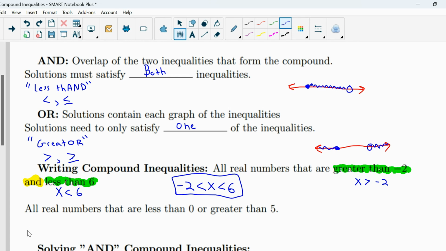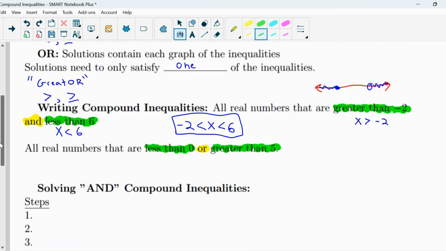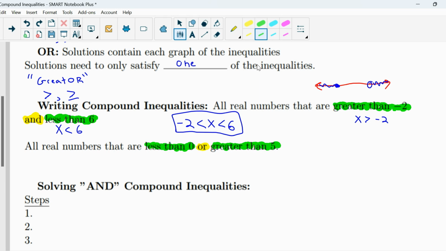In the second example, we have all real numbers that are less than 0 or greater than 5. So, opposite of our last compound inequality, or is our key phrase in this one. On one half, we have less than 0, and the other, we have greater than 5. Okay, so let's write our two inequalities separately, and then let's put them together. So we have that x is less than 0, and x is greater than 5.